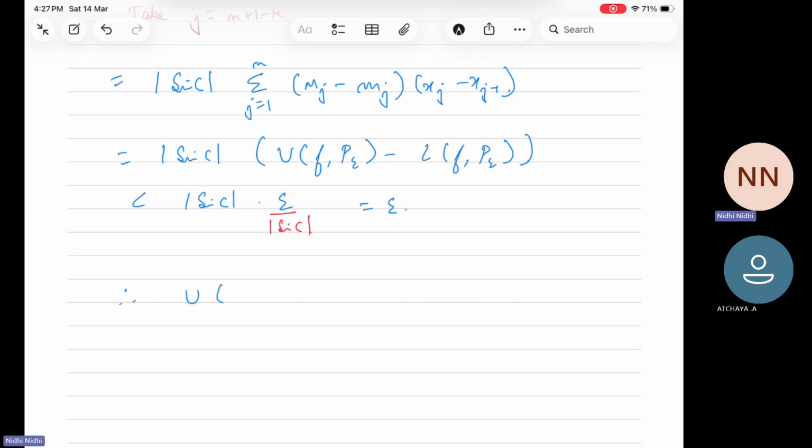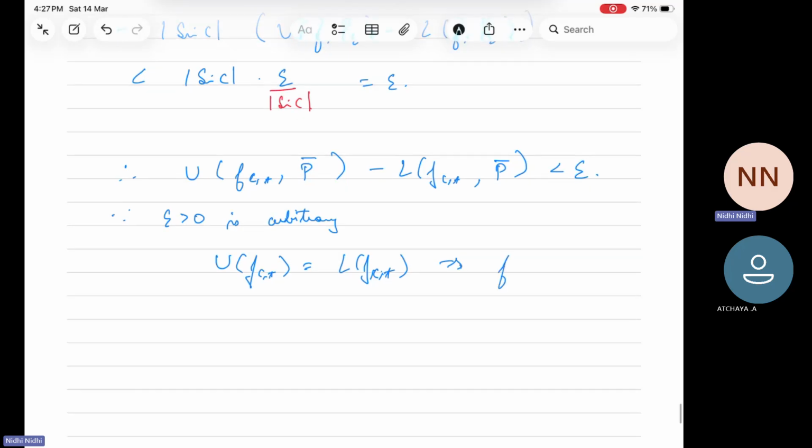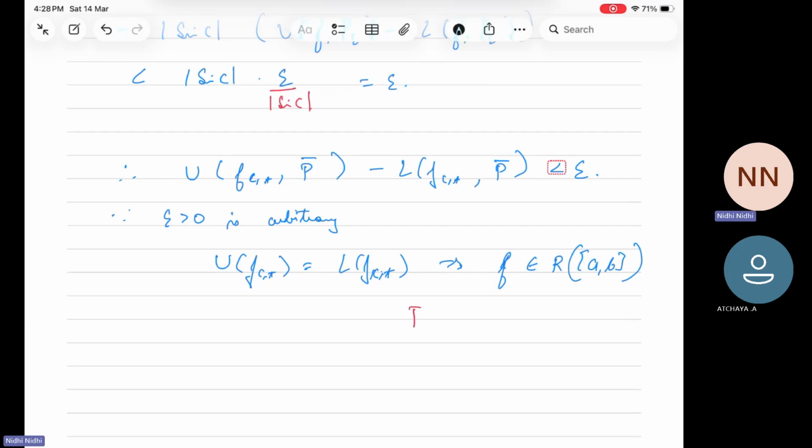Therefore, U(P bar, f_c t) minus L(P bar, f_c t) is less than epsilon. And since epsilon positive is arbitrary, we get this U(f_c t) is equal to L(f_c t), and hence the function f is Riemann integrable. And we actually write it like this: Riemann integrable on closed interval a to b. Therefore, the given statement is true.